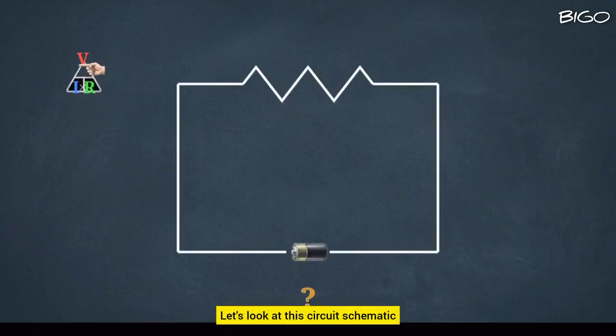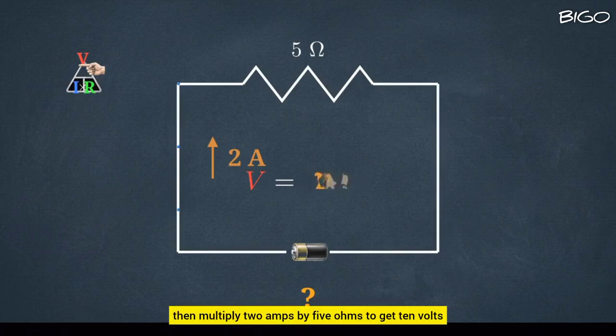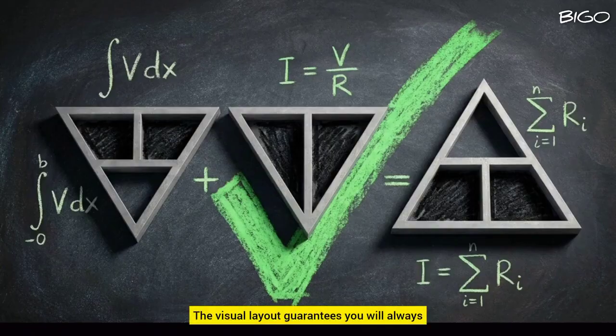Let's look at this circuit schematic. We have a current of 2 amps flowing through a 5 ohm resistor, and we need to find total voltage. Looking at our triangle, we cover the V, then multiply 2 amps by 5 ohms to get 10 volts. The visual layout guarantees you will always set the formula up correctly, whatever variable is missing.